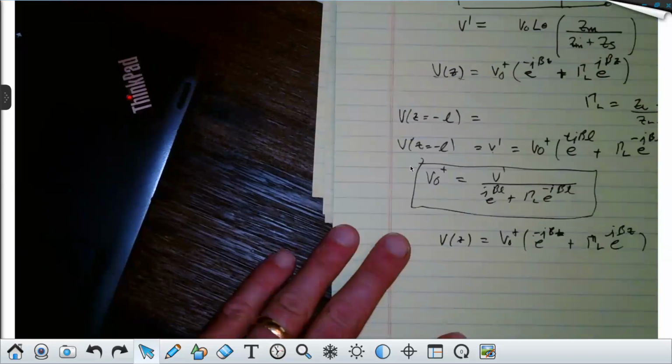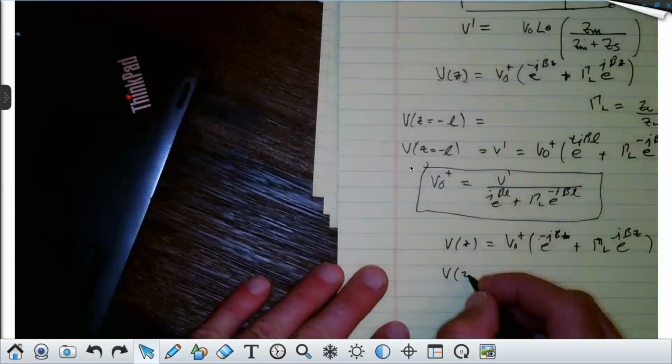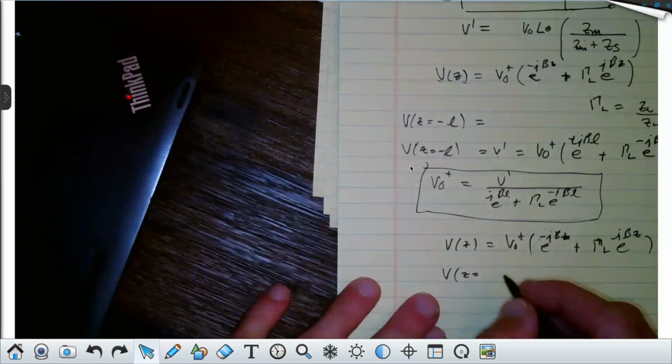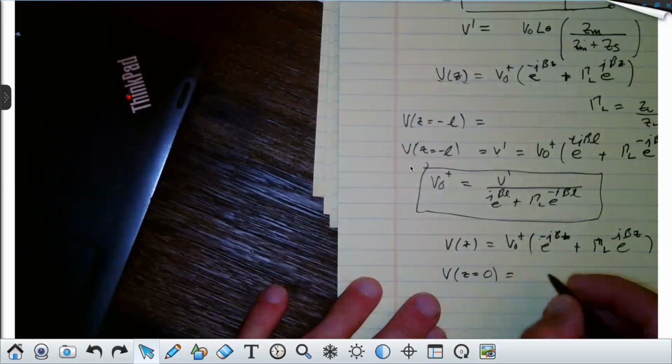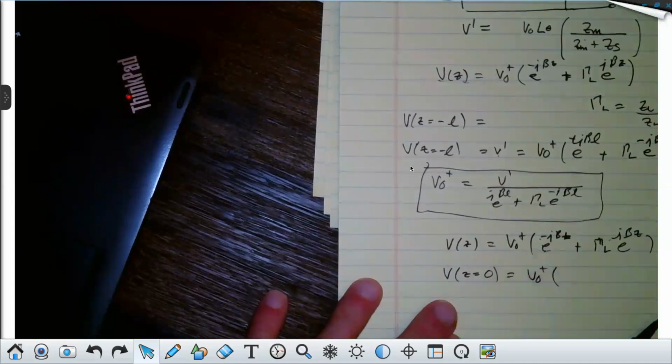Where you usually want the voltage is at the load. That's typical. So the voltage at the load, well, what is z at the load, class? Anyone? What's the coordinate z at the load? 0. Y'all agree with that? We made it 0, so our calculations would be easy. That means when z is 0, it's just V0 plus. And what is e to the 0, anyone? 1. So it's 1 plus just gamma L, right? And that is the voltage at the load.